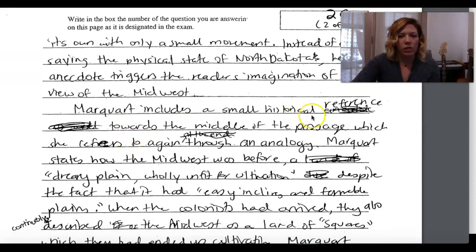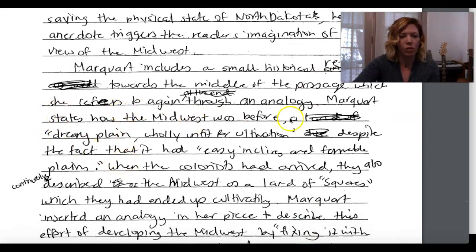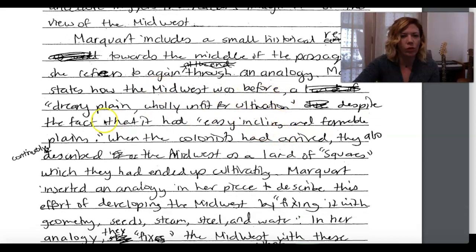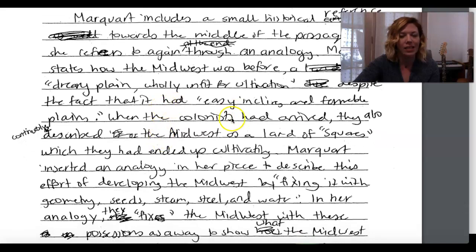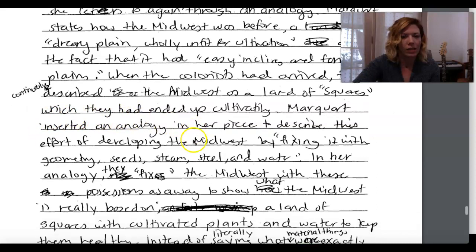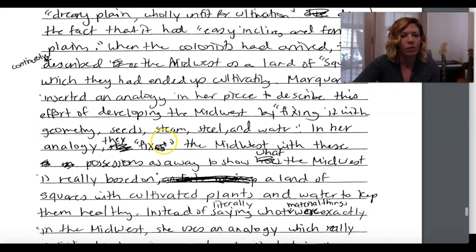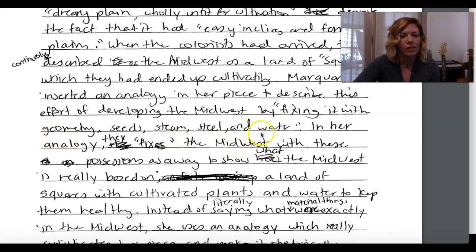Okay, the author includes a small, that's not a necessary adjective, a small historical reference toward the middle of the passage, which she refers to again through an analogy. She states how the Midwest was before a dreary plain wholly unfit for cultivation, despite the fact that it had easy inclines and farmable plains. When the colonists had arrived, they also continuously described the Midwest as a land of squares, which they had ended up cultivating. She inserted an analogy in her piece and describes this effort of developing the Midwest by fixing it with geometry, seeds, steam, steel, and water.